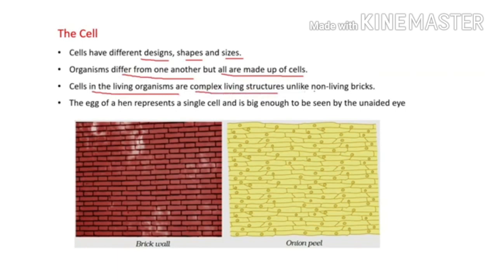Cells in the living organisms are complex living structures, unlike non-living bricks. The egg of a hen represents a single cell, but it is big enough to be seen by unaided eye. That means we can see it without the help of a microscope. Here you can see the arrangement of cells in an onion peel, which can be compared to the arrangements of any two bricks in a wall made up of brick.